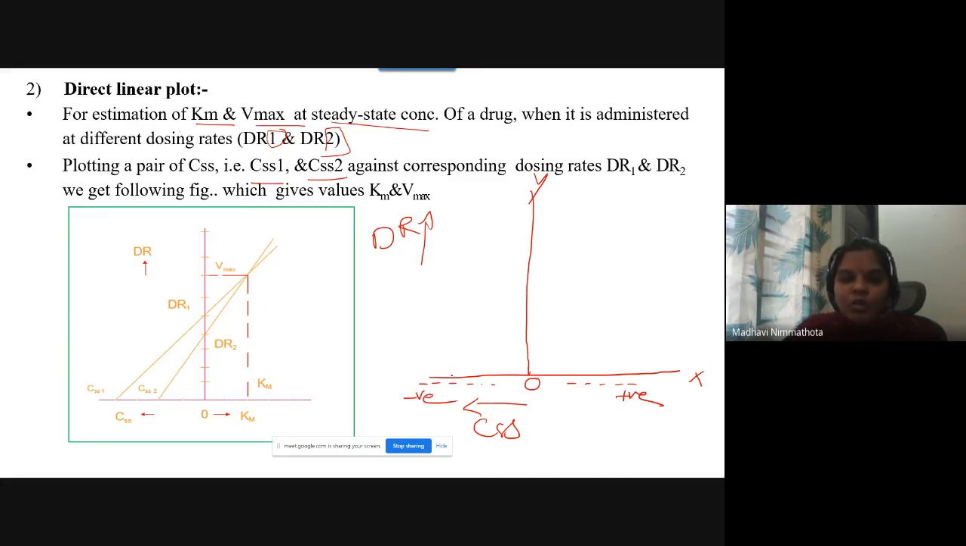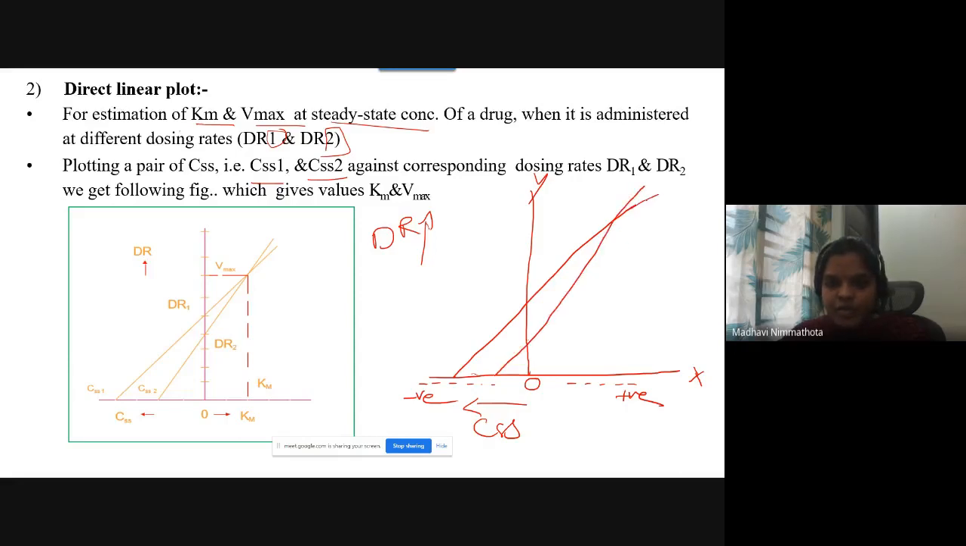So when you plot like this, okay, between the x-axis you can plot the y-axis. So we are taking dosing rates on the y-axis and we are taking steady state plasma drug concentration on the x-axis, with two different dosing rates. Those are DR1 and DR2, which will appear like this. This is an important question, that's why I am telling you two to three times. So just catch my points.